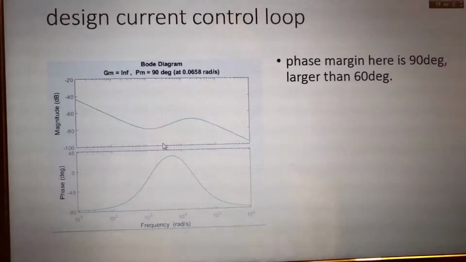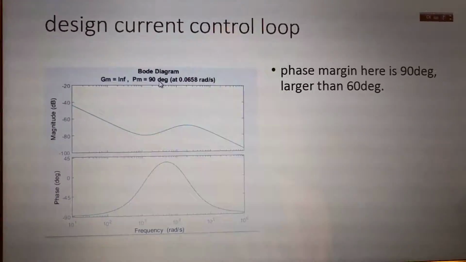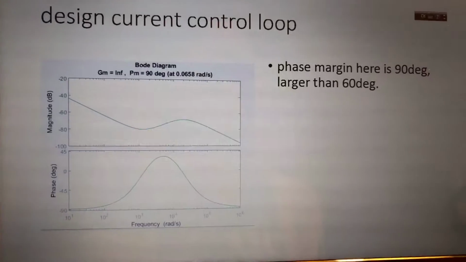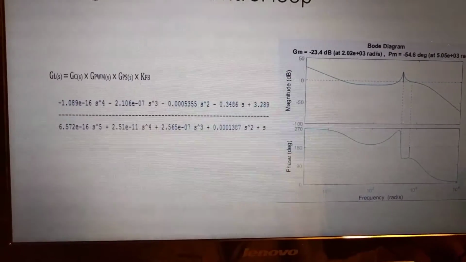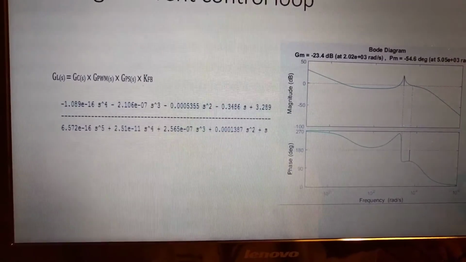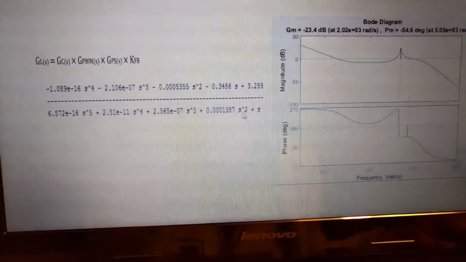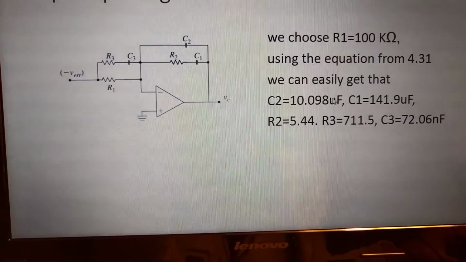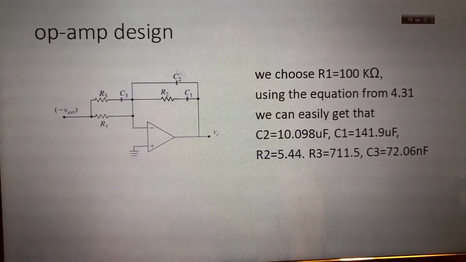We also put it in MATLAB. You can see the phase margin here is 90 degrees, but the desired one is around 60 degrees. It's a little bit larger. Then using this equation, we got GL, which is the closed loop circuit transfer function here, and also put it in MATLAB, got the Bode plot. Then we will talk about op-amp design.